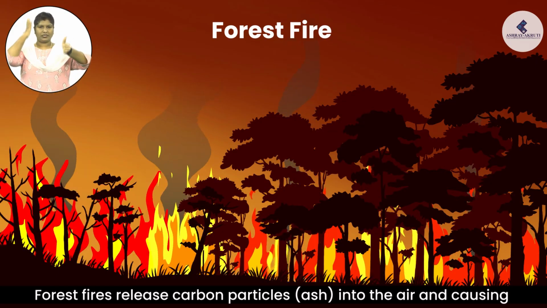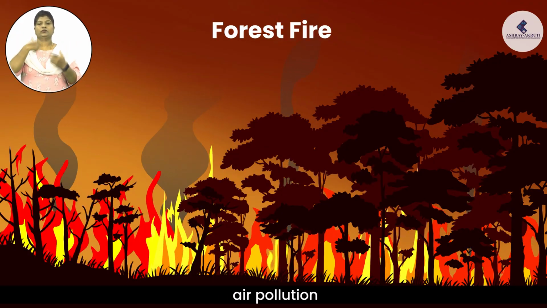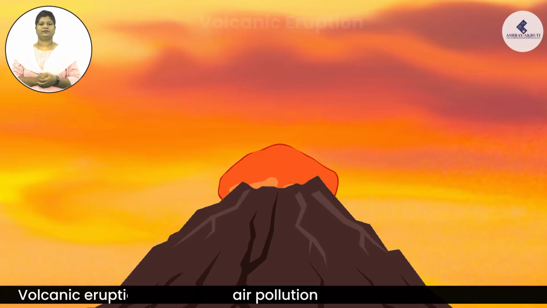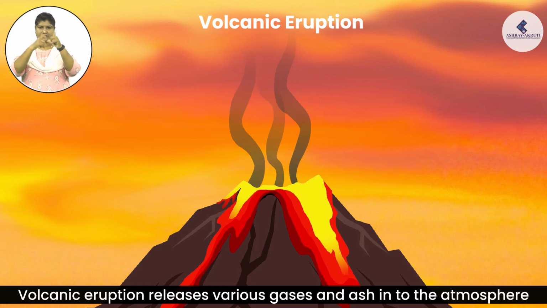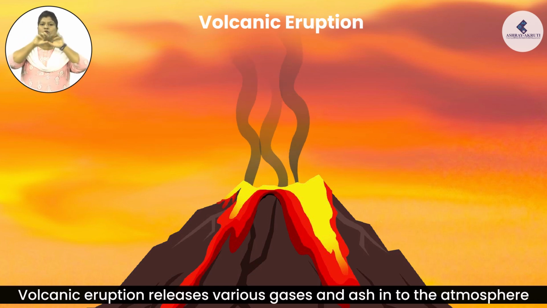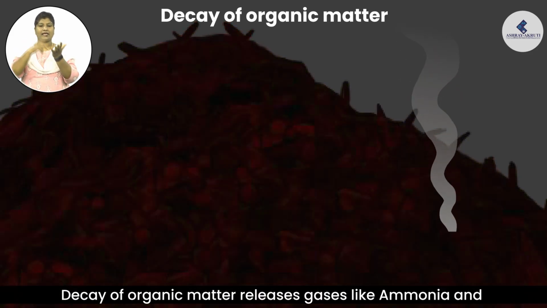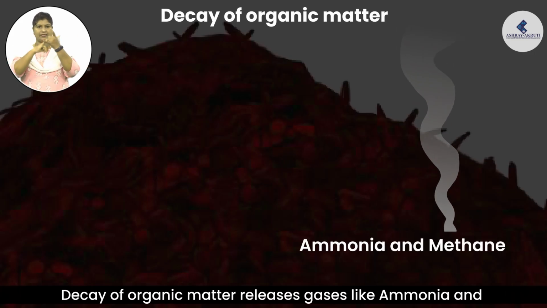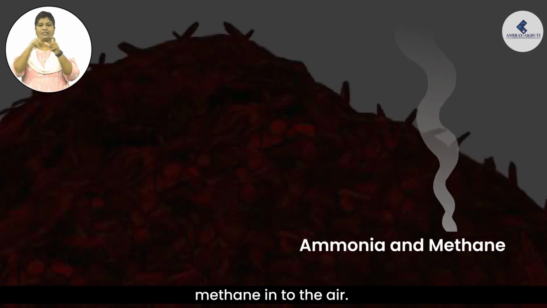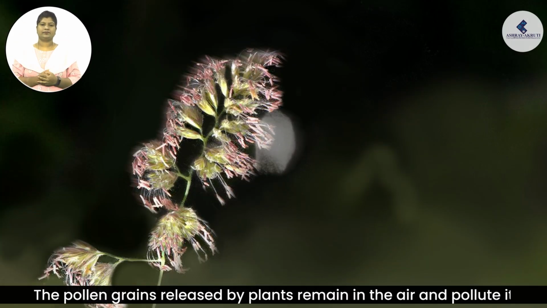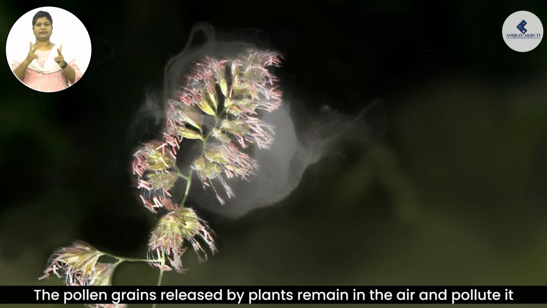Forest fires release carbon particles into the air, causing air pollution. Volcanic eruption releases various gases and ash into the atmosphere. Decay of organic matter releases gases like ammonia and methane into the air. The pollen grains released by plants remain in the air and pollute it.